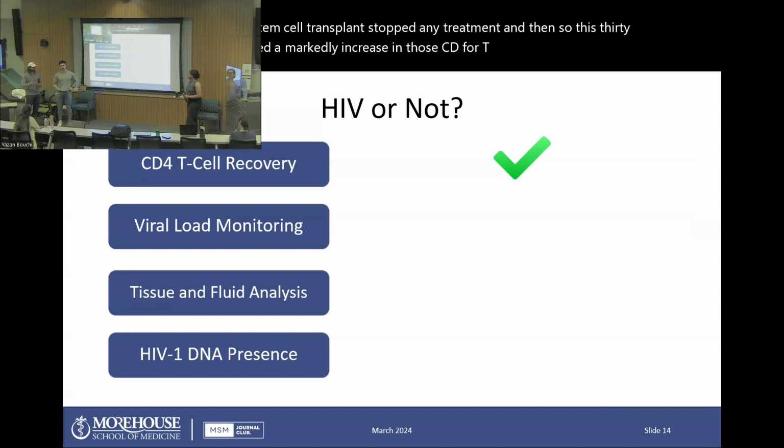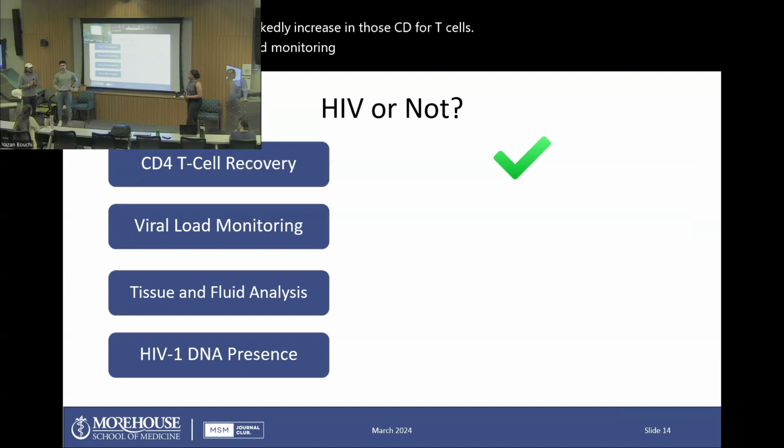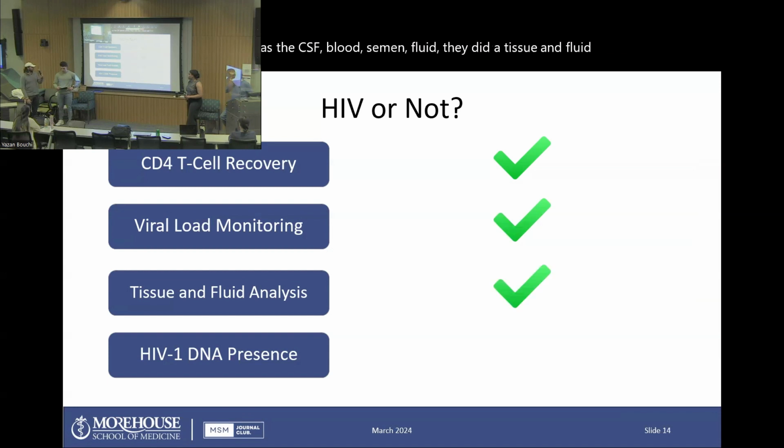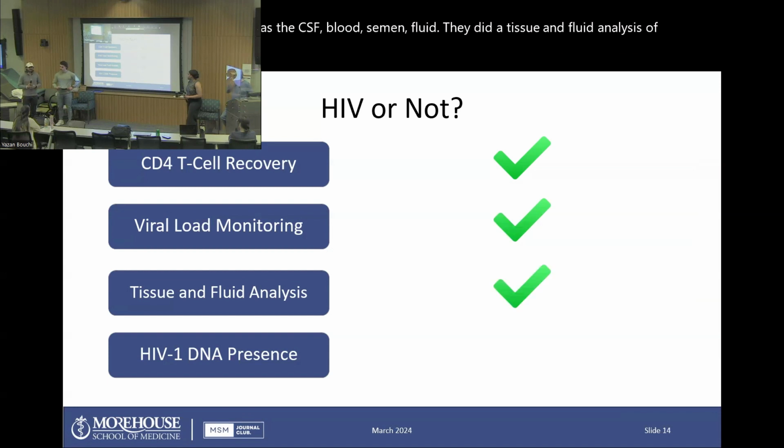Then they did viral load monitoring, like Crystal mentioned. They noticed a decrease in HIV in those fluids, such as the CSF, blood, and semen. They did a tissue and fluid analysis of both, and they noticed a decrease in those HIV molecules. And then finally, HIV-1 DNA presence.